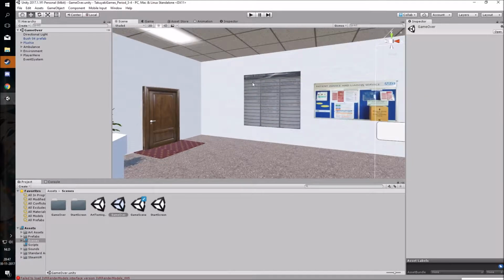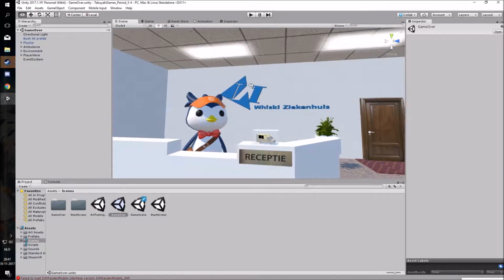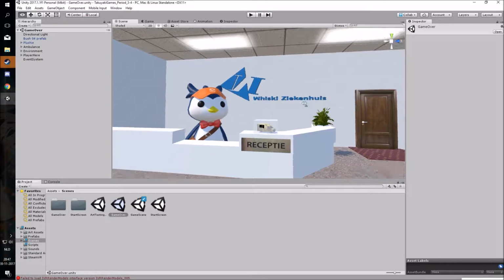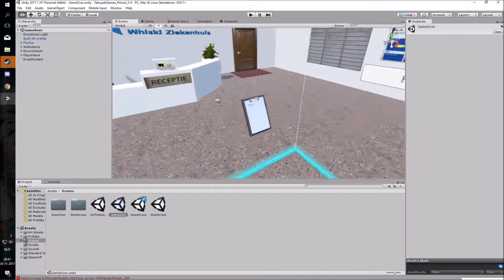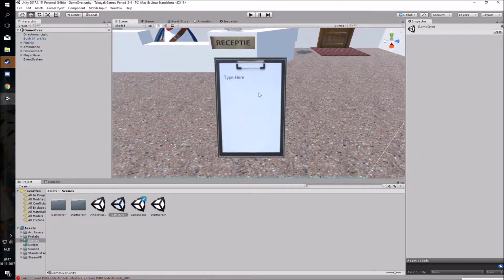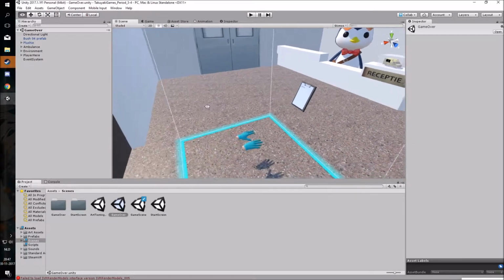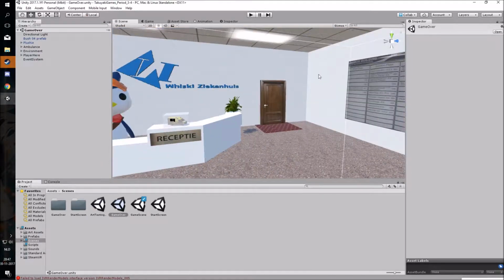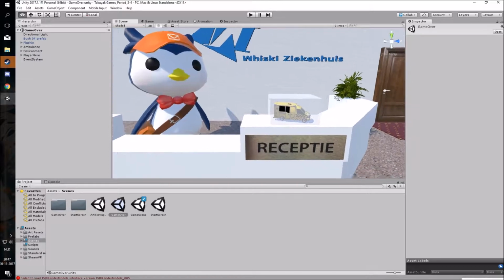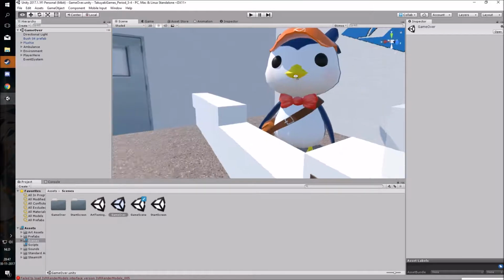just the inside of a make-believe hospital. It's called Whiskey Hospital at the moment. You have a reception with the ambulance in there, but you'd basically get a screen saying whatever you did wrong or right, and then you'd be able to restart the game. But yeah, alright, I'm gonna get the actual gameplay video in here, and I hope you enjoy that.